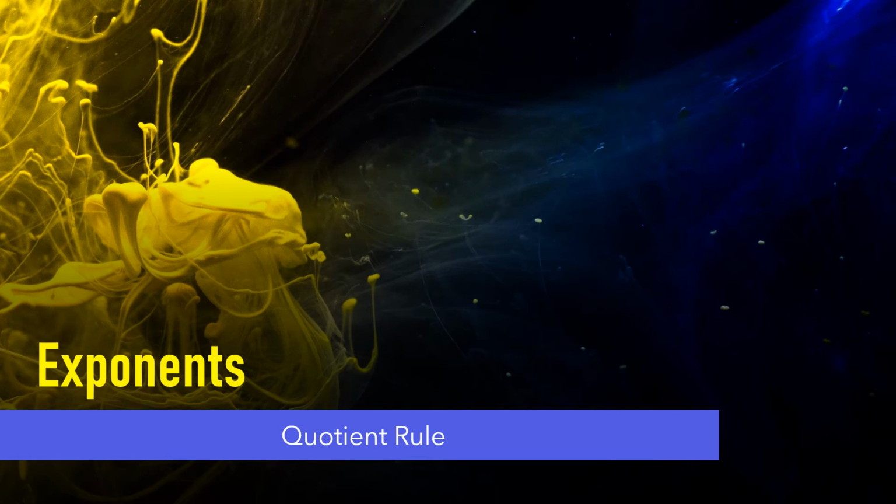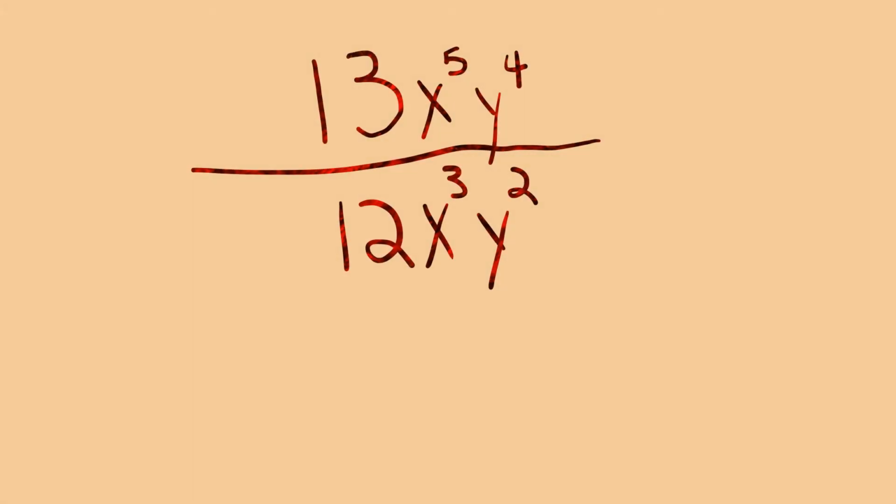In the previous video, in reference to the product rule of exponents, that rule stated that we have to add the exponents, but only if their bases are the same. The quotient rule states that we have to subtract the exponents. So if you have a problem that looks like this, we can subtract the exponents just as long as the bases are the same.